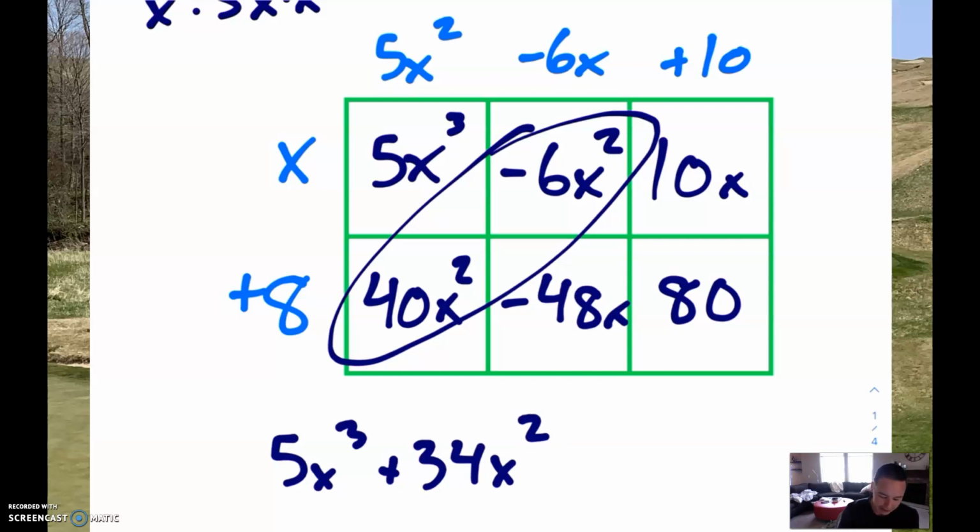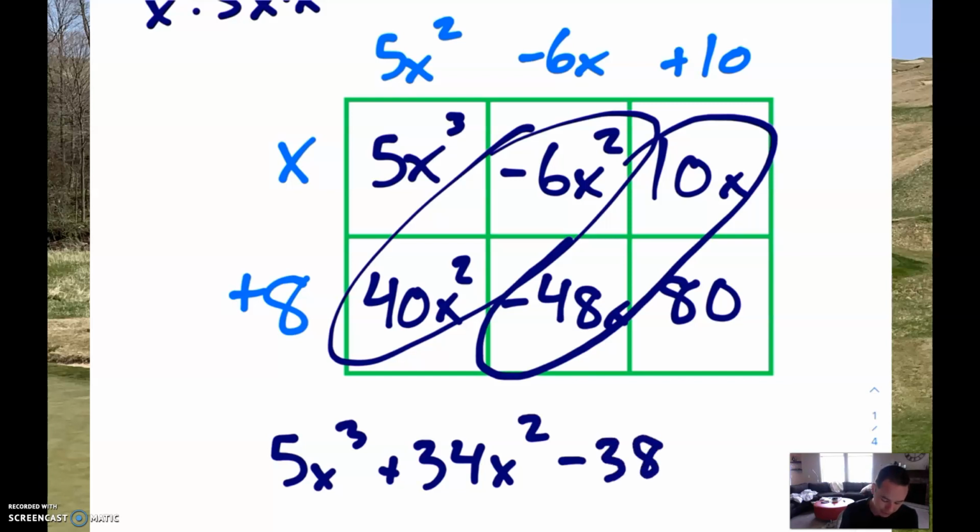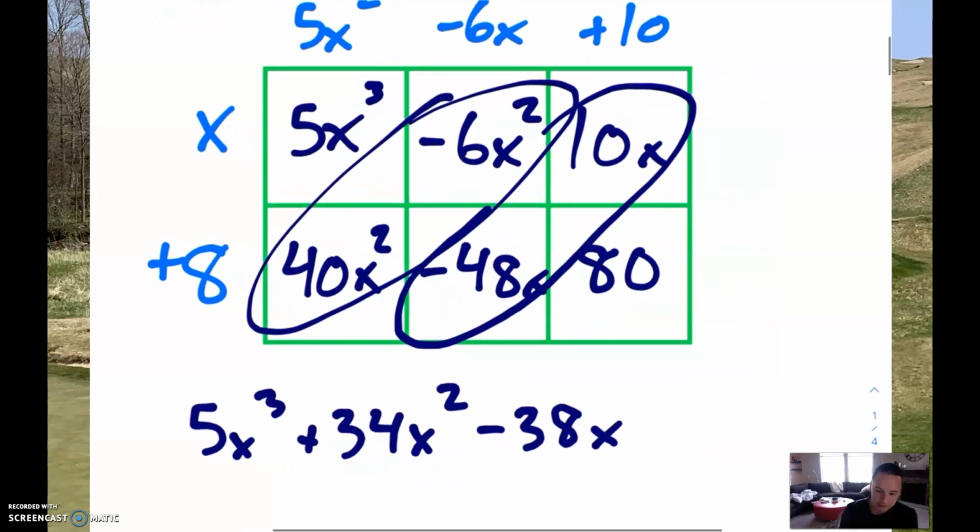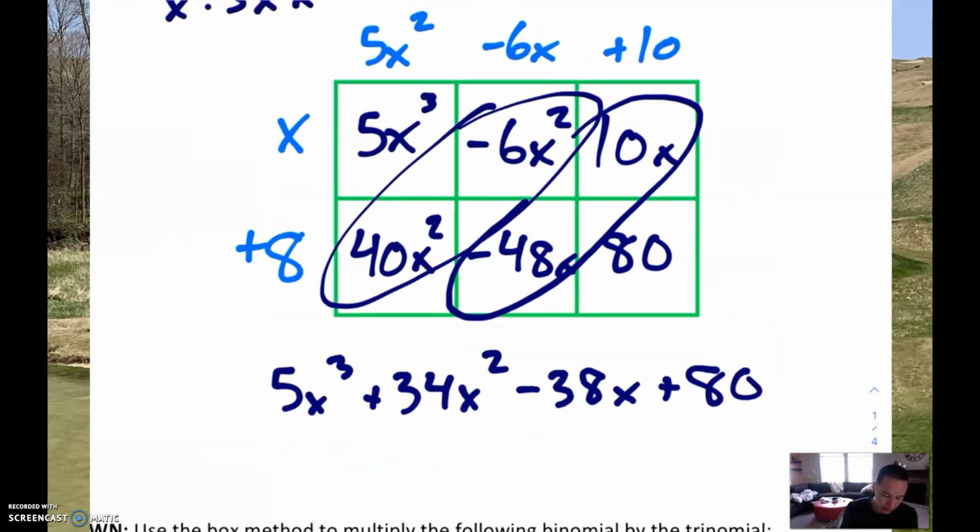Now we look at the x's, and conveniently enough, they are the ones on that diagonal as well. So we have 10x and minus 48x. Those can combine together, and if you combine them, you get a minus 38x. And then lastly, we have a positive 80. So just put plus 80 at the end, and you are all done.